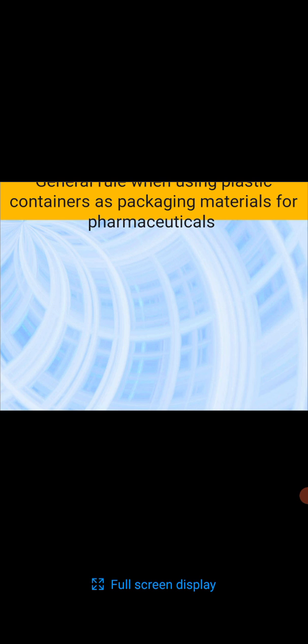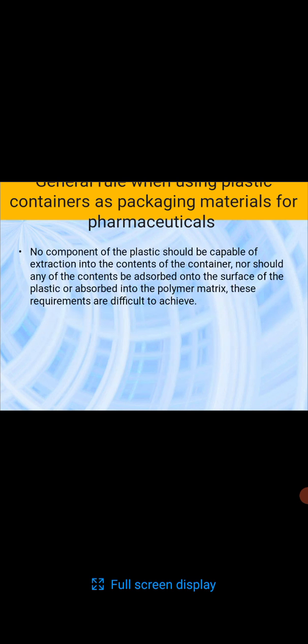So why, when we use plastic as a container for pharmaceutical packaging, must certain criteria be taken into consideration? No component of a plastic should be capable of extraction into the contents of the container, nor should any of the contents be absorbed onto the surface of the plastic or into the polymer matrix. These requirements are difficult to achieve.